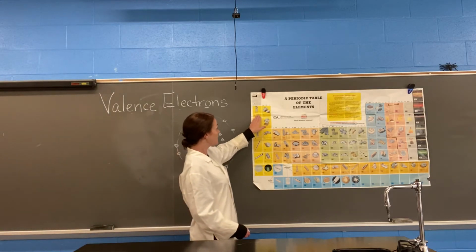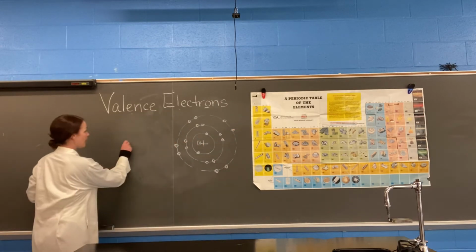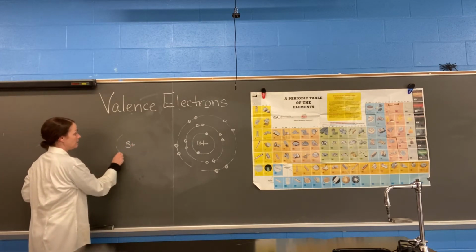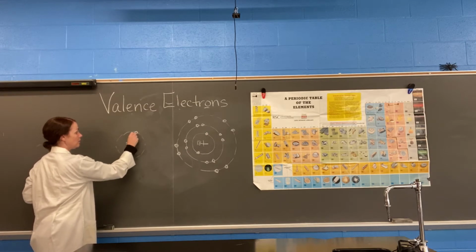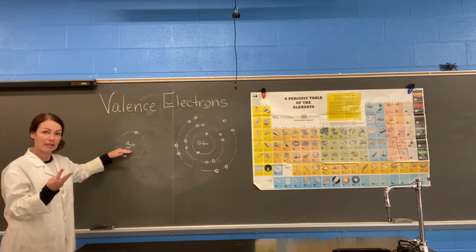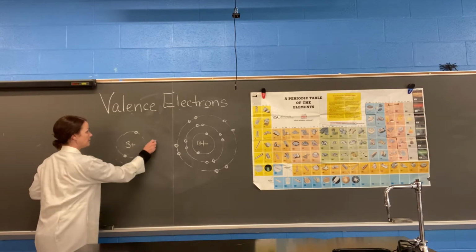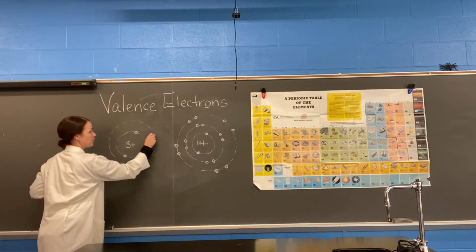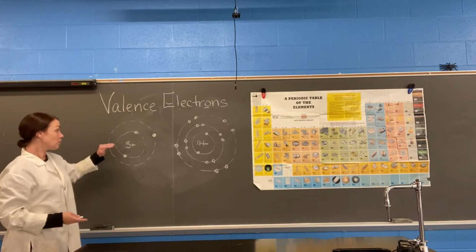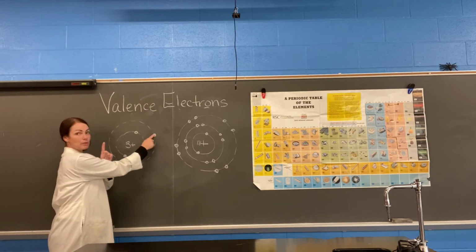But if we take something like lithium, lithium is number 3 on the periodic table. So it has 3 protons in its nucleus. And in the first energy level, it has 2 electrons. But because it has 3 protons, it also has to have 3 electrons. Because this energy level is full, what I know is that that third electron is going to be out here in the second energy level by itself. So lithium has 1 valence electron, or 1 electron in its outermost energy level.